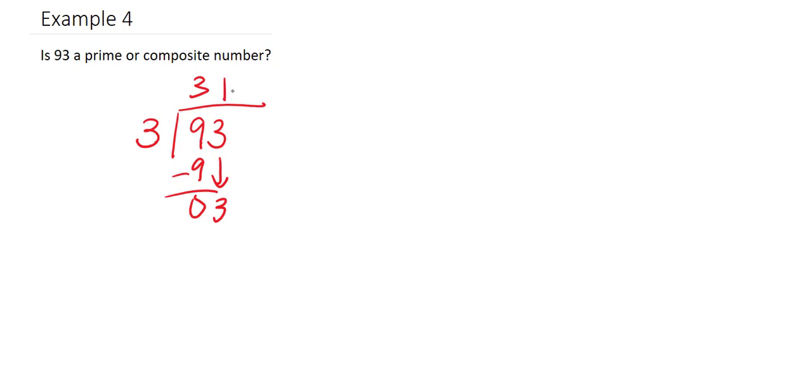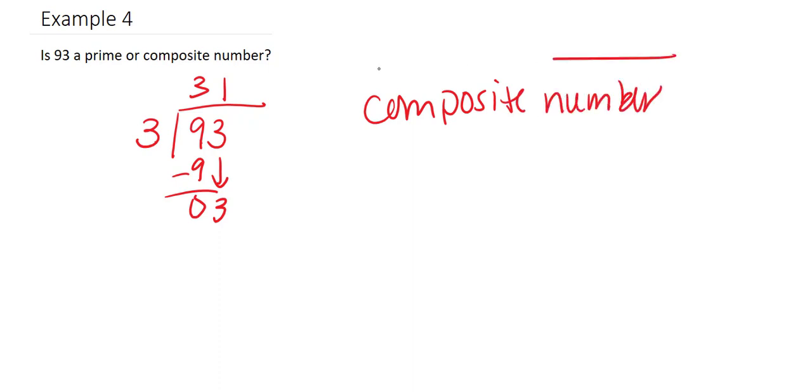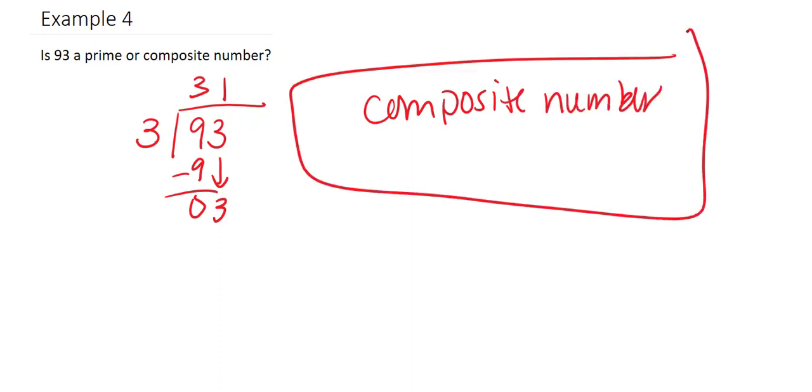Well, we found that this 93 could be broken down into 3 groups of 31 or 31 groups of 3. It could be either one. But the point of that is to say that this is a composite number. We can break down this number into equal groups, essentially. So that would be our solution.